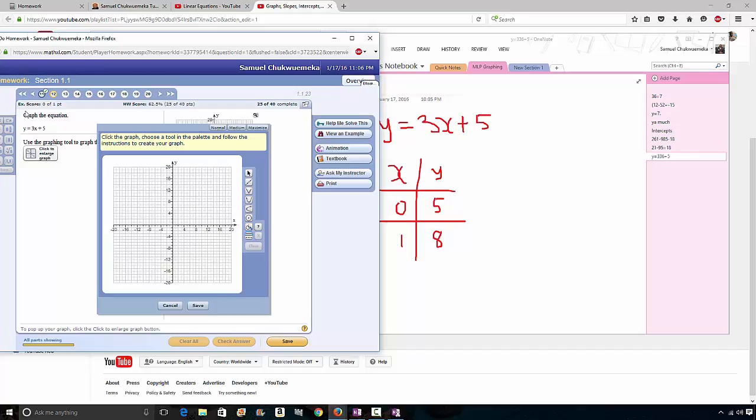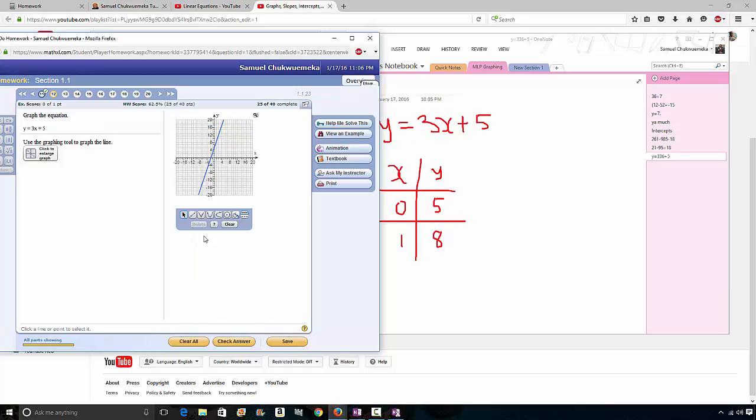Because they did not ask you to use intercepts, they should score this right. So I get my line through 0, 5. You see that? There you go. It's 0, 5 there. If you look at the top, 0, 5. And then 1, 8. When x is 1, y is 8. So 1, 8. You look at the top, 1, 8. That's it. Save. Check answer. Bam. Okay.